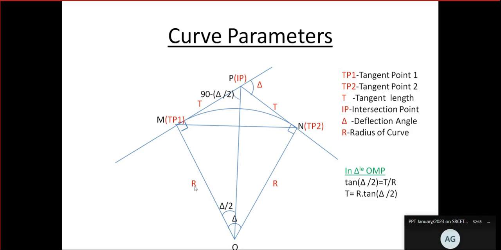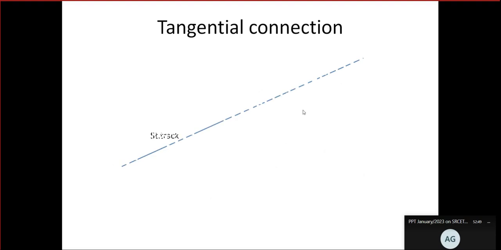So knowing this triangle and this angle, we will be able to find the relation between T and R. Suppose you want to introduce a curvature of some 400 meter radius, what will be the tangent? You can find it using the relation T = R tan(theta/2). This is something about the curve parameters. So, tangential connection: wherever a change of direction takes place, we introduce the curve.